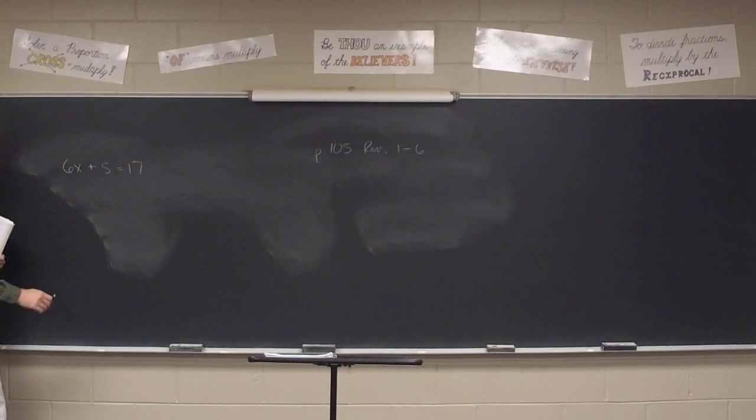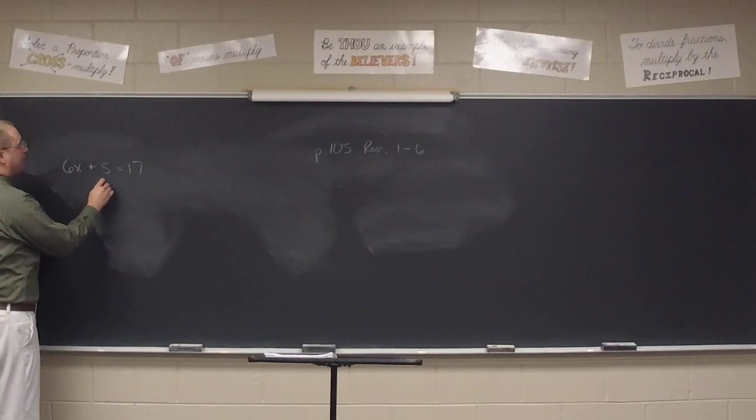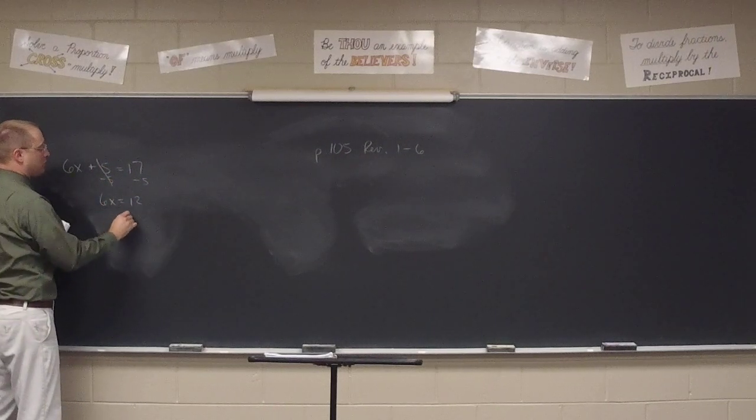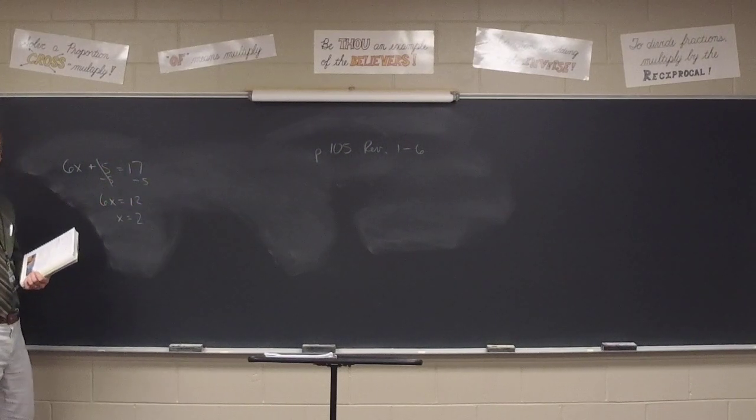Of course, at the same time, we could say, well, since I have the x's over here, I know that 5 is going to need to go anyway, so let's put a -5 on both sides to get 6x equals 12. And so we get x equals 2 for our answer. How many had 2 for number 1?